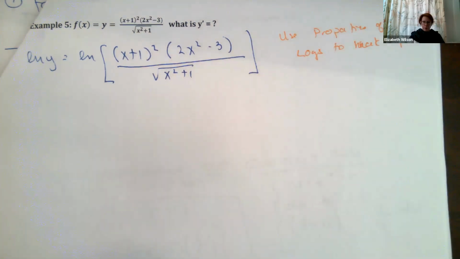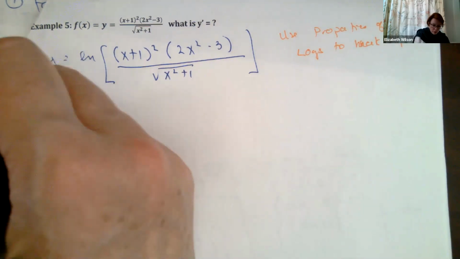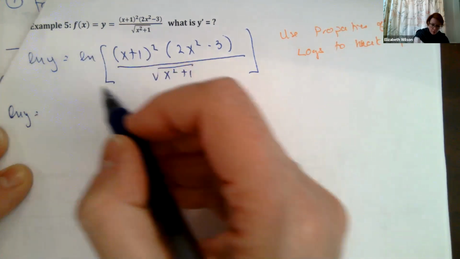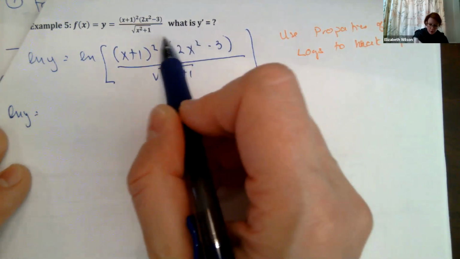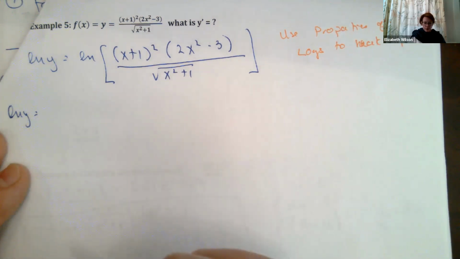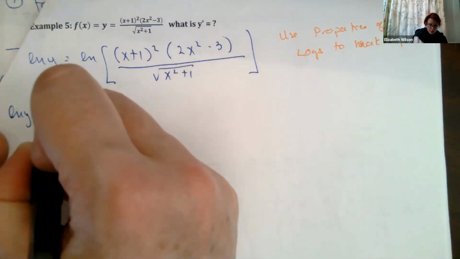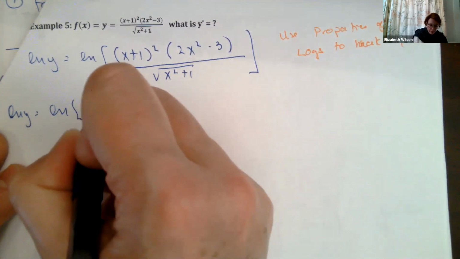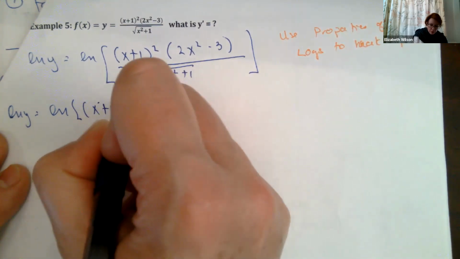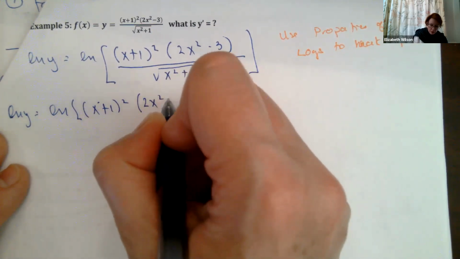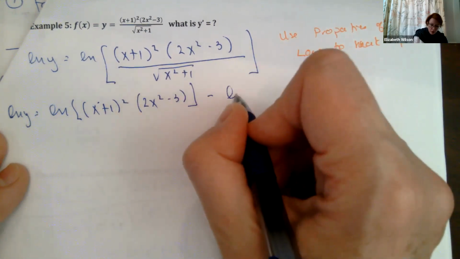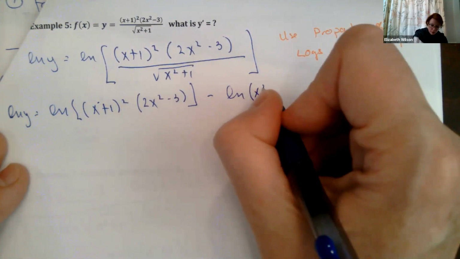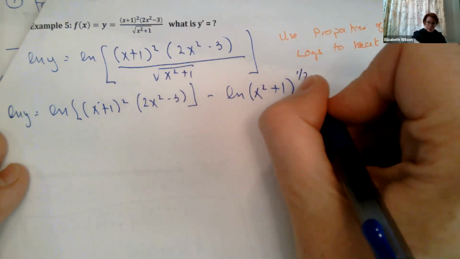Break this up into smaller pieces. Okay, so this is going to become natural log of y equals, remember, I've got a numerator and a denominator, so I've got numerator minus denominator. So it's going to be natural log of (x plus 1) quantity squared times (2x squared minus 3), minus the natural log of x squared plus 1, and I'll write this as an exponent.